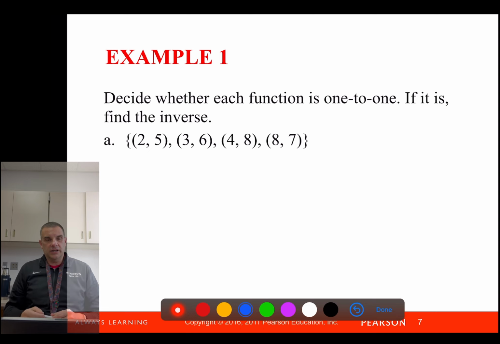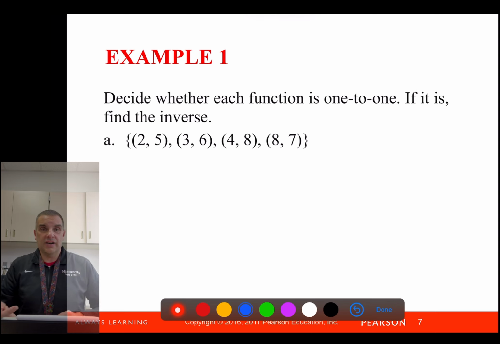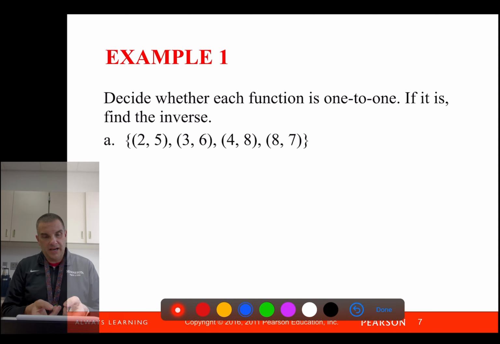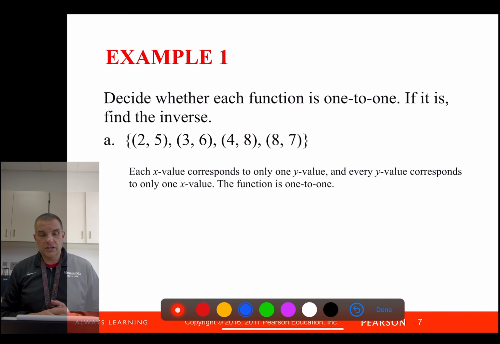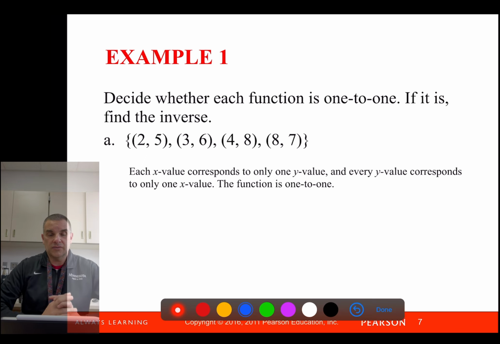So in this case, we want to determine whether the function is one-to-one, and then if it is, find its inverse. Because if it's not one-to-one, you can't find its inverse. So 2 goes to 5, 3 goes to 6, 4 goes to 8, and 8 goes to 7. If I look at my x values, the x values only go to one y value. The y values aren't repeated. So it's a one-to-one function. Each x value corresponds to only one y value, and every y value corresponds to only one x value. So this function is one-to-one. You look at it the other way too: 5 and 2, 6 and 3. It works.